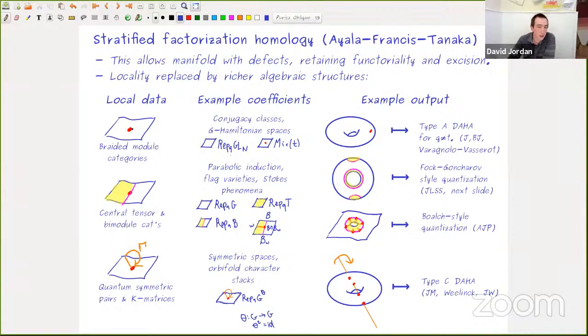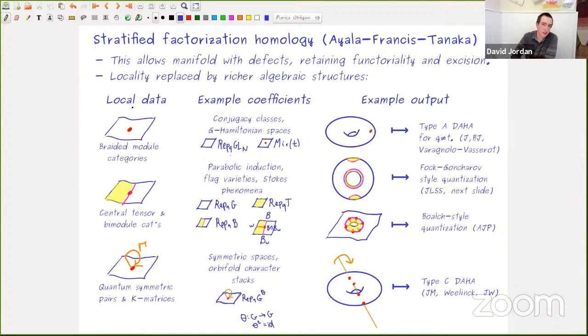So for instance, if we consider the stratified manifold which is just a single point sitting inside R2. Before, when we didn't have this point, we had to give the data of a braided tensor category. And so now we have to give two pieces of data. We have to give the braided tensor category that lives out here in the generic part of the manifold, and we have to say what we do with this red dot. It turns out that a lot of people have been studying what you do with the red dot, and it's called braided module categories. So these were already being studied before they were associated with this picture. Okay, so that's the local data.